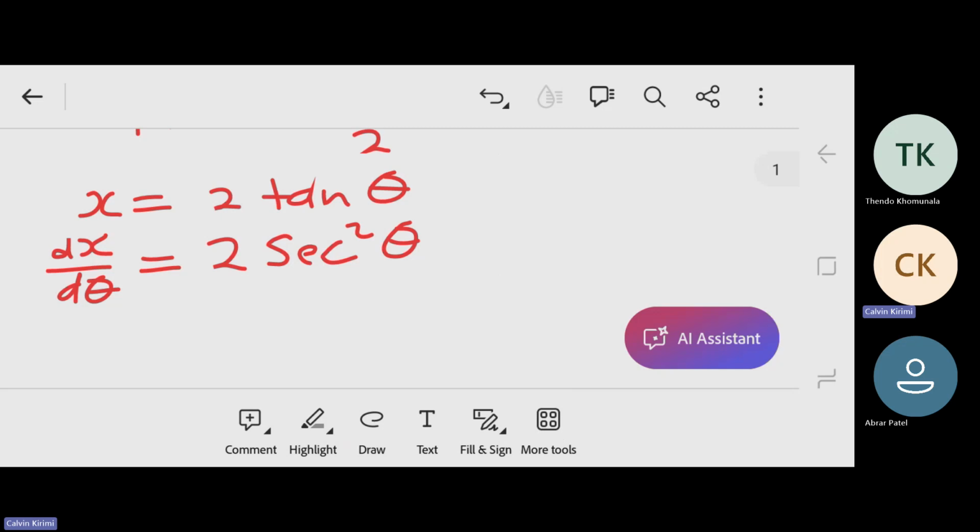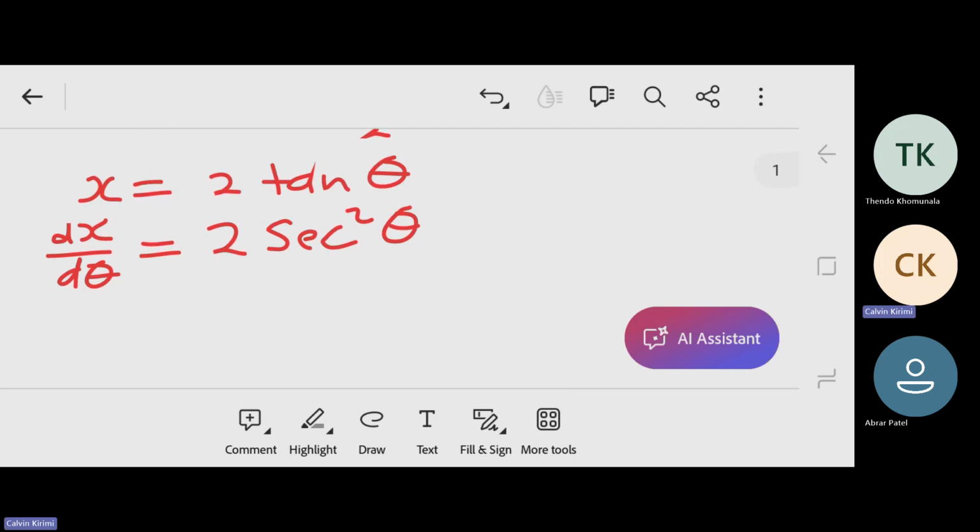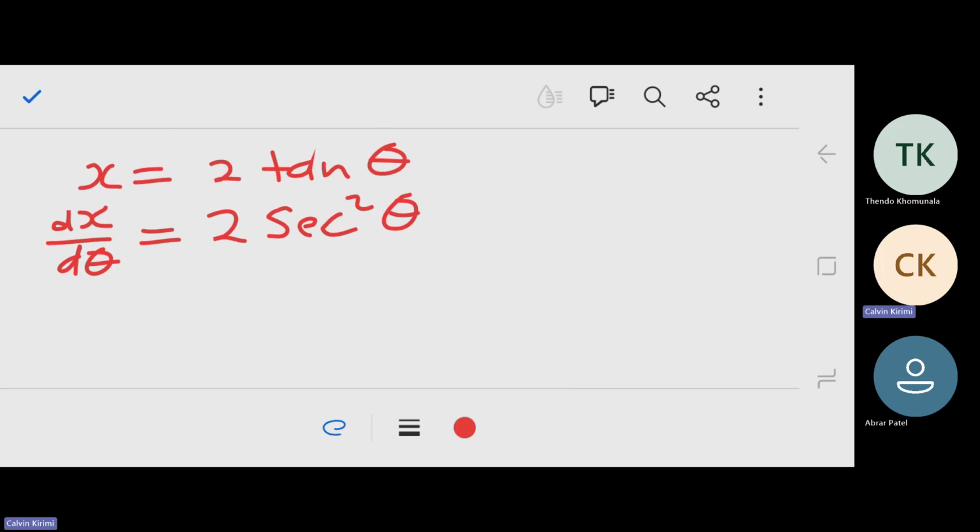So that you can replace dx in terms of theta, which means I'm multiplying by d theta on both sides. So your dx, which you are going to replace, is the same as 2 secant squared theta d theta. So you replace it with theta like that.